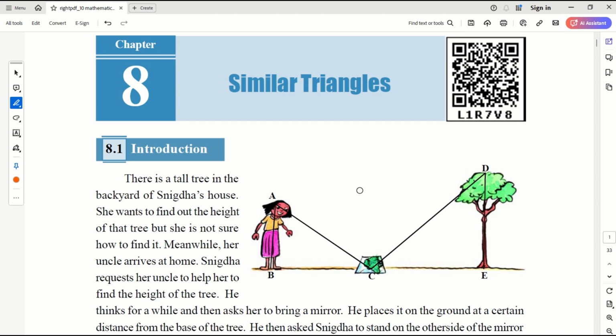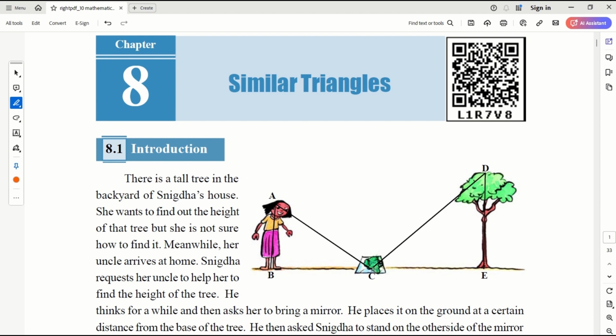The one explained here is you get a mirror and keep it at some distance and try to adjust your position in such a way that you are seeing the top of the structure. In this case there is a tree here, there is a mirror at C, and she is trying to look at the mirror and find the top of the tree. Once you see the top of the tree you stop there basically. Now this forms two triangles, that is ABC and DEC, right? There are two triangles formed.